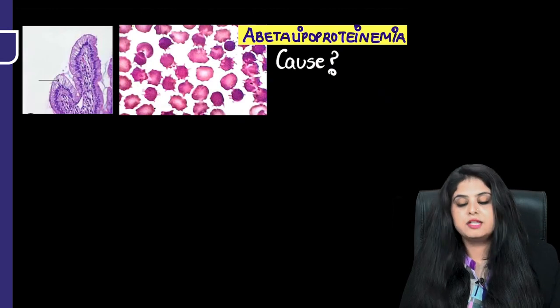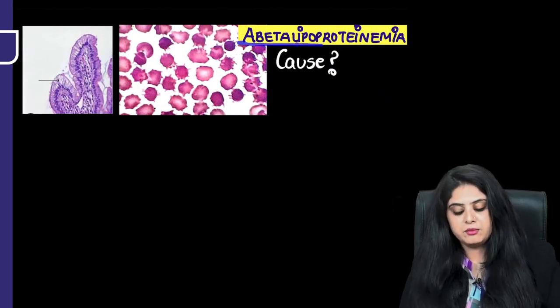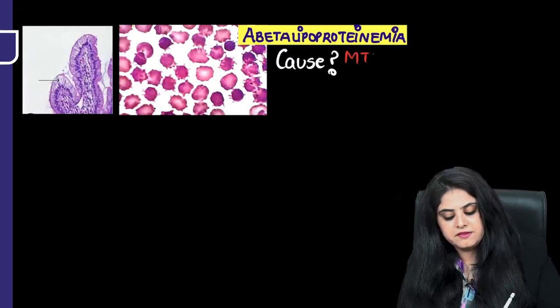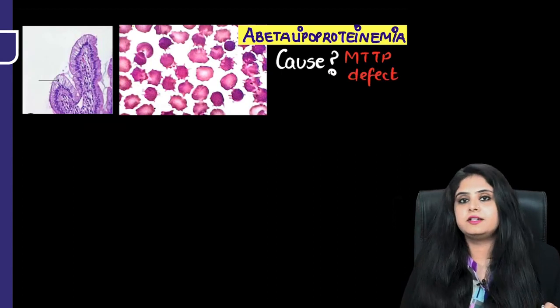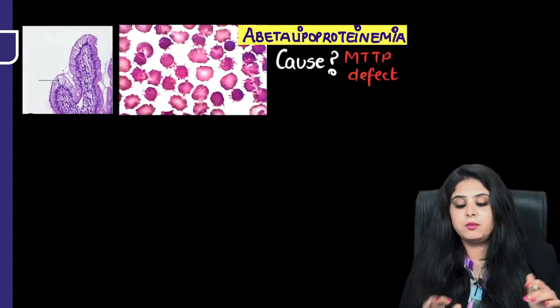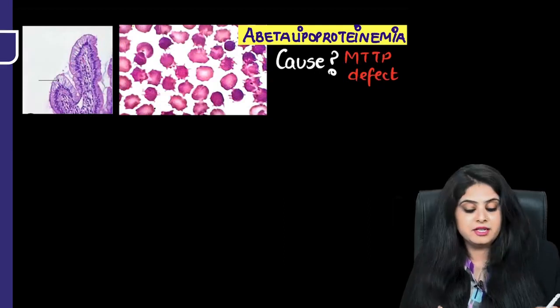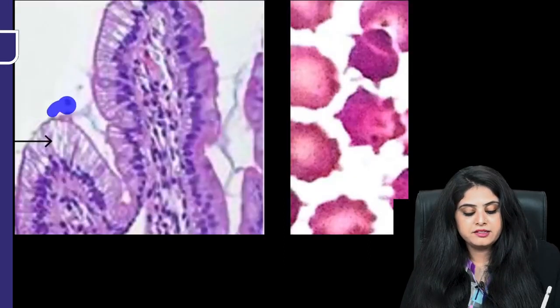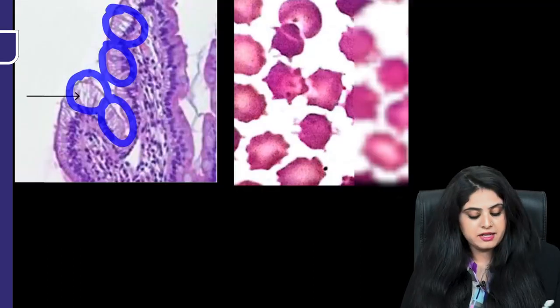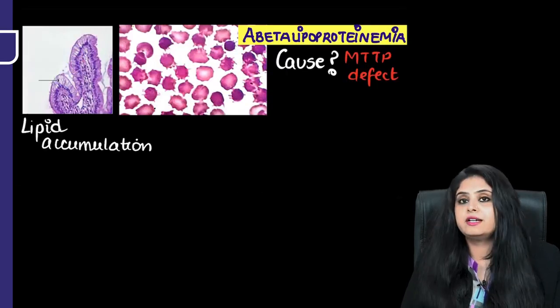Another malabsorption that we are coming to is the famous abetalipoproteinemia, only important for INI-CET. It is an MTTP defect. MTTP, if you want to know the full form, is basically microsomal triglyceride transfer protein. Problem kahan hai? Triglyceride transfer problem is there. Lipid problem is there. That is why all that you're seeing, the cells are becoming khali. Again, intestine. The cells are becoming khali. Why? Because there is a lipid accumulation that is happening.